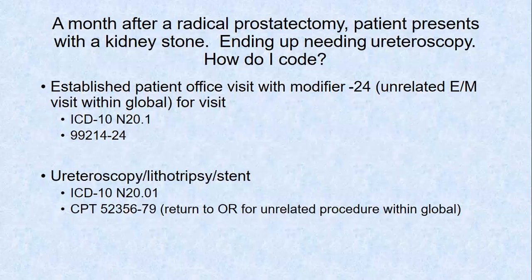One, we have to know that it's legitimate to bill, which it is. And number two, typically modifier 24 would need to be placed onto the 99213 or 99214, whatever E&M code it is, to show that this is unrelated to the radical prostatectomy. Otherwise, it would typically be kicked back and would not be paid. If the patient is then brought to the hospital or the ambulatory surgical center for ureteroscopy with lithotripsy and stent, CPT code 52356, we would again use ICD-10 code N20.1, and CPT code 52356 for the cystoscopy with ureteroscopy, lithotripsy, stent, and modifier 79, which says we're returning to the operating room for an unrelated procedure within the global period.